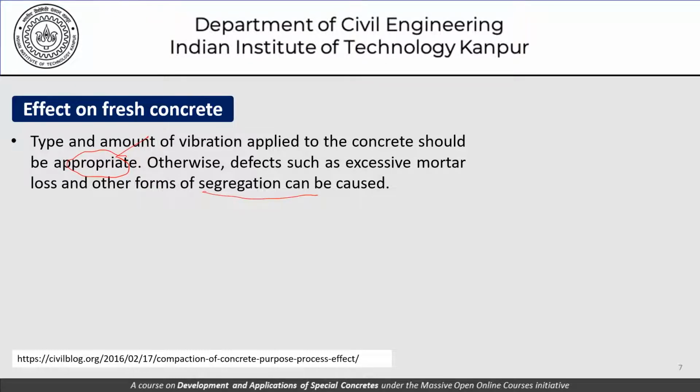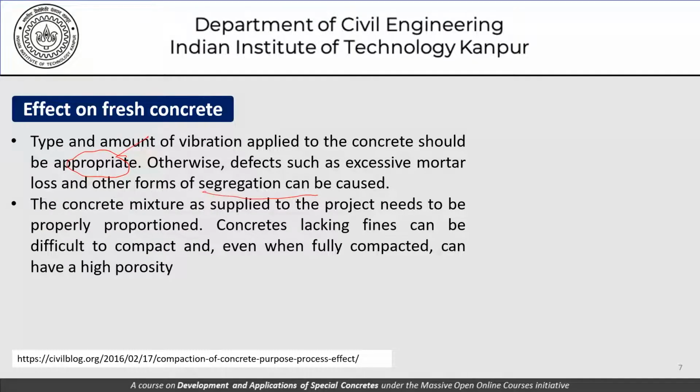So we should be careful that we vibrate the concrete only for an appropriate or just the adequate amount of time. The concrete mixture supplied to the project needs to be properly proportioned. Of course, the concrete proportioning itself also contributes to the ease of vibration or ease of compaction. Concretes lacking fines can be difficult to compact, and even when fully compacted have a higher porosity than concretes which are having a proper amount of fines.